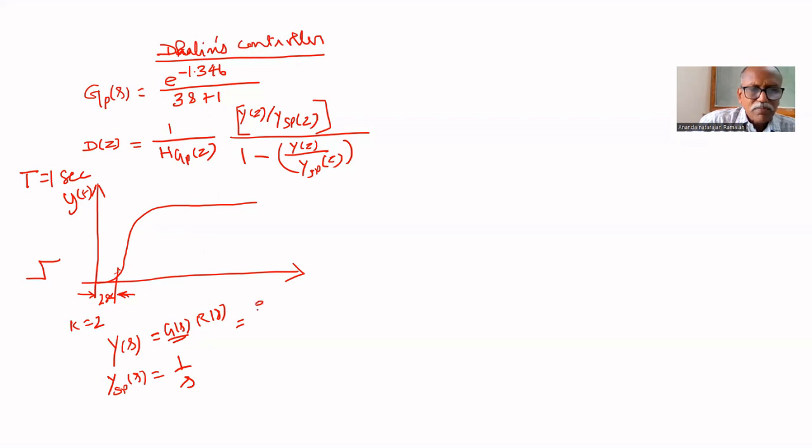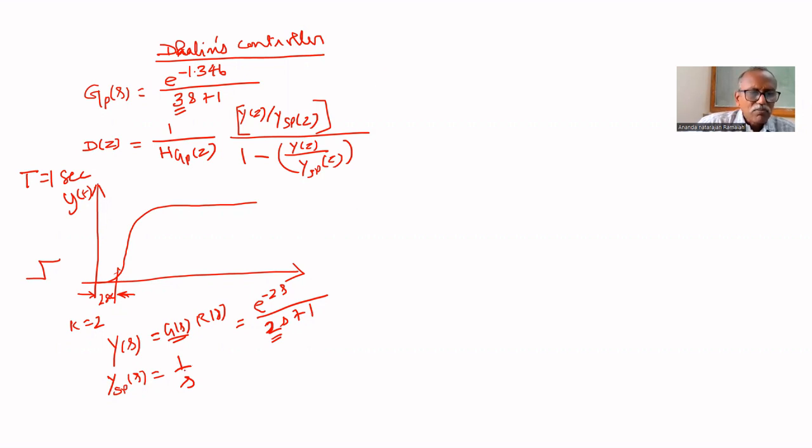Let us assume that it is e power minus 2s upon 2s plus 1. The closed loop time constant is less than the open loop time constant. Open loop is a slow process; we can make it fast in closed loop. That is possible, that's why we are selecting 2s plus 1. The response has a time constant of 2s plus 1 with a dead time of 2 seconds. That is our assumption.